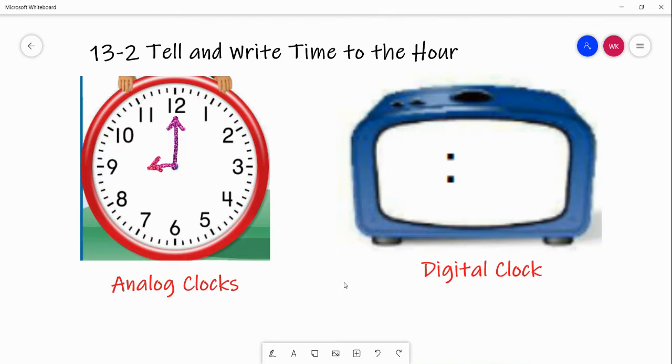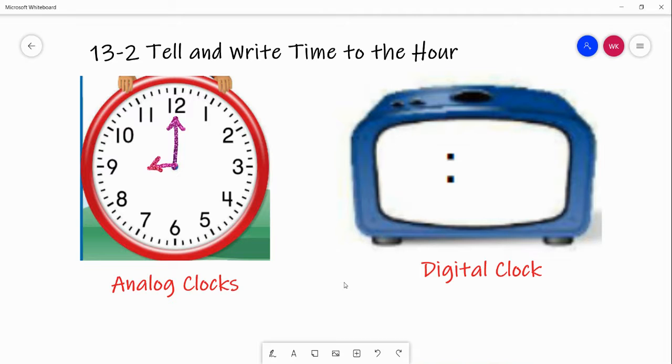The thing that is alike between telling time on analog clocks and digital clocks is they both tell you the same time, right? If you have 8 o'clock on the analog clock, you're going to have 8 o'clock on the digital clock. It is going to tell you the same time. That is what is the same about analog clocks and digital clocks.